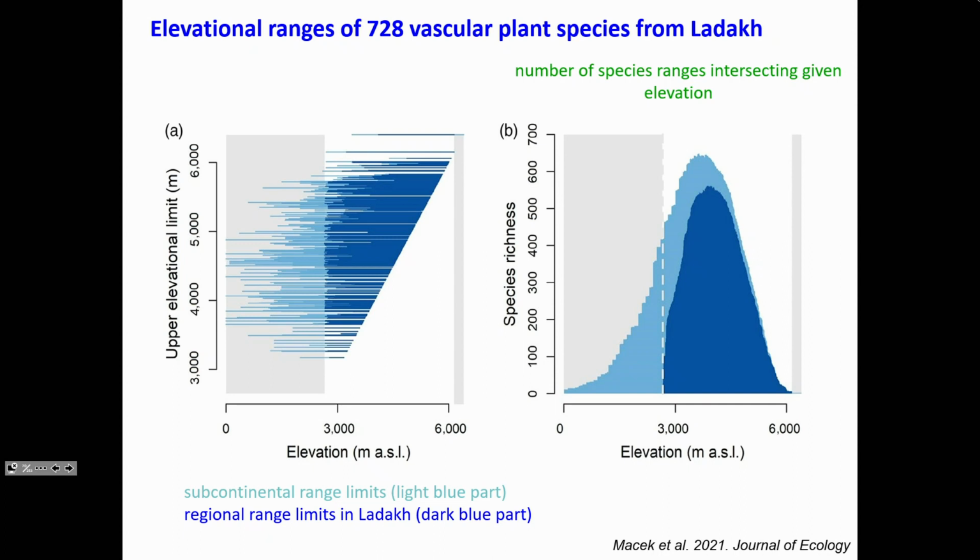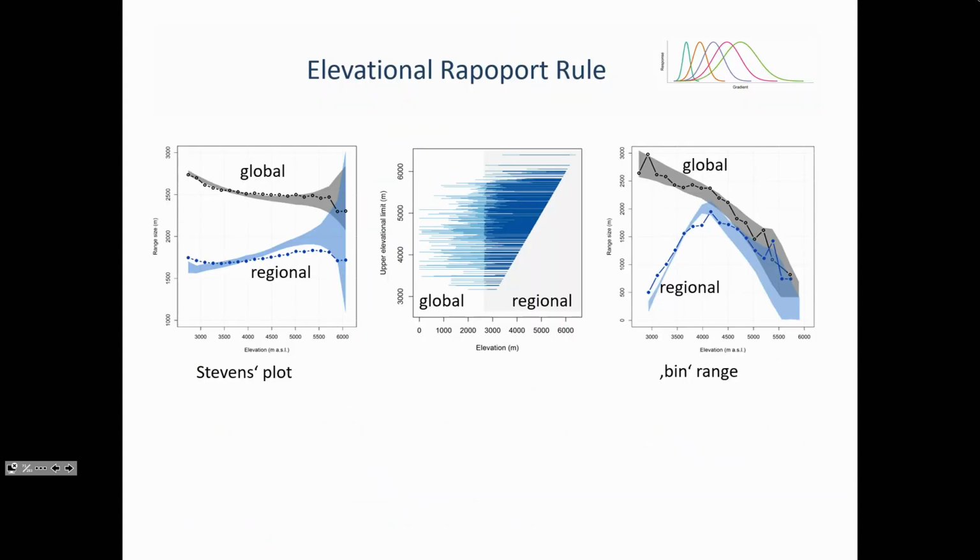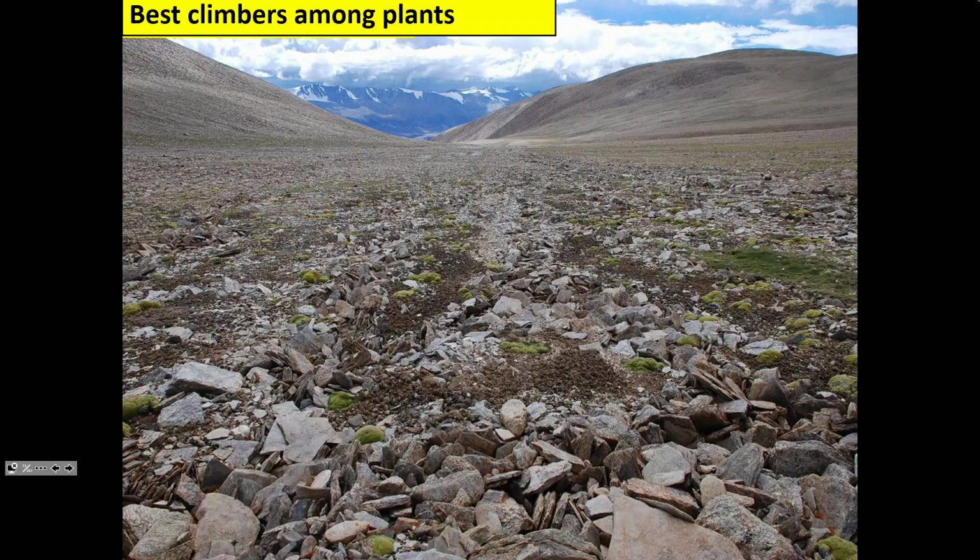So I don't want to spend much time with this, but we didn't find really support for the Rappaport elevation rule. The species ranges are not really going wider with increasing elevation, both for the global and regional species ranges. So no support for Rappaport's rule.